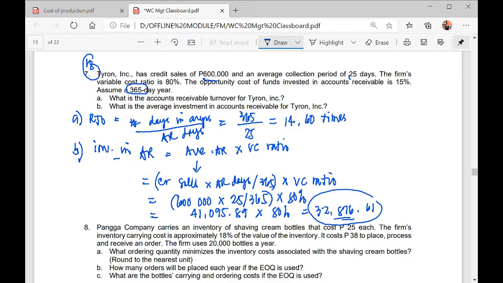Okay? Pero if the question is what is the cost of investment in AR, ang sa may buhaton, kani siya i-multiply nato sa opportunity cost. And what is our opportunity cost? Kaning 15%. Again, pag ang question is what is the cost of the investment in AR, so i-multiply nato sa 15%. But since ang question ra kay investment in AR, so kuto brata dire. Okay, 32,876.61. Okay, understood?